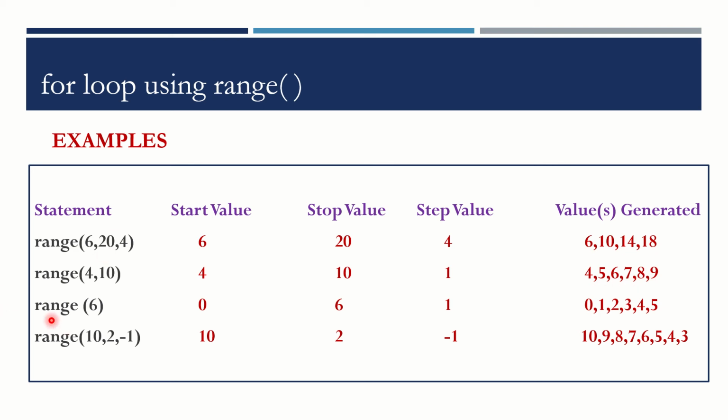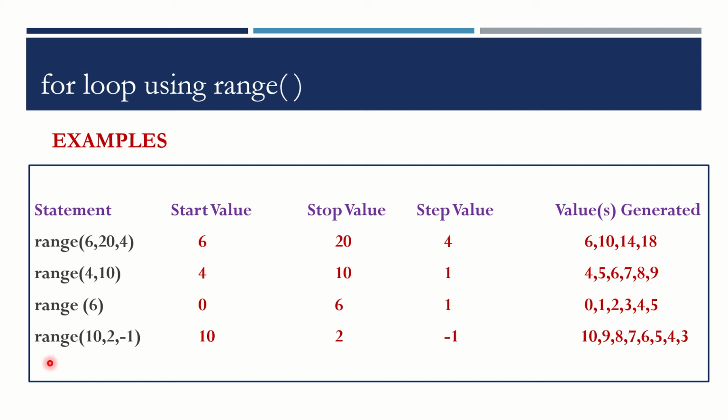And if I were to give range 6, so 6 becomes my stopping value. So I start from 0 till 6, but not including 6. And the step value obviously by default is 1. So the values generated are 0, 1, 2, 3, 4 and 5.